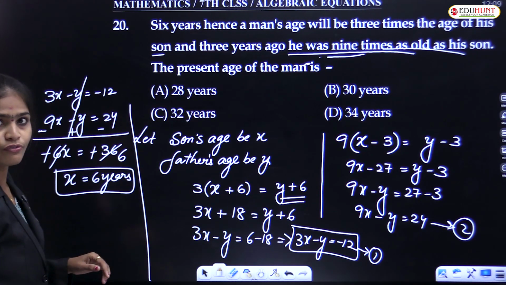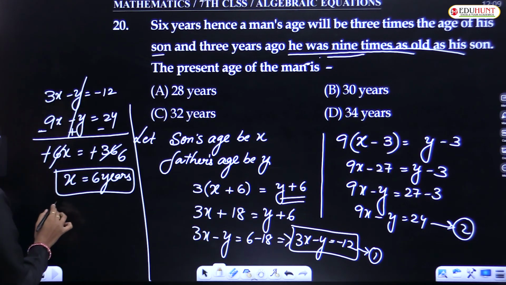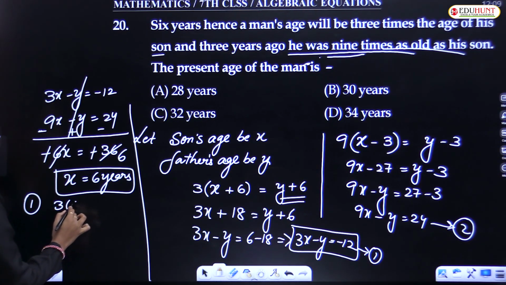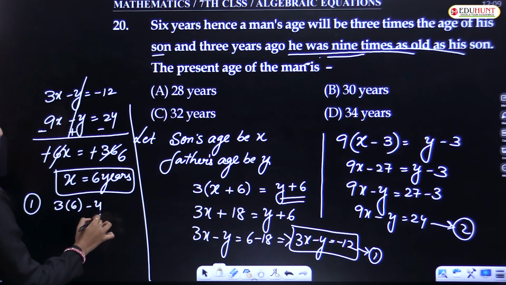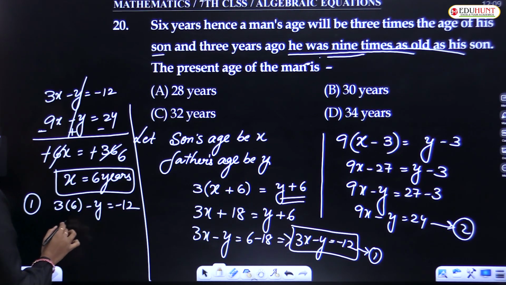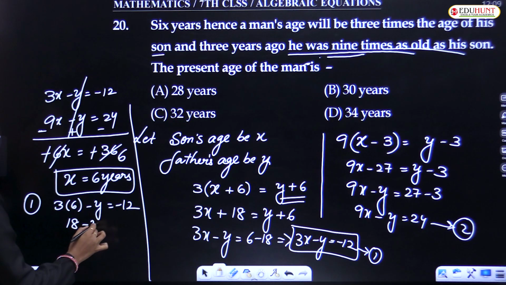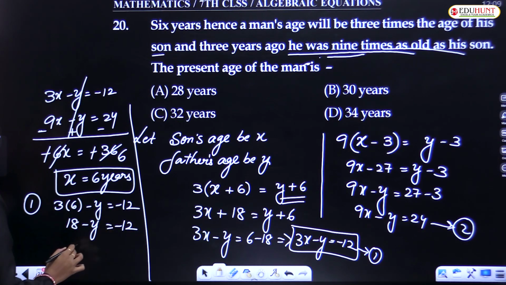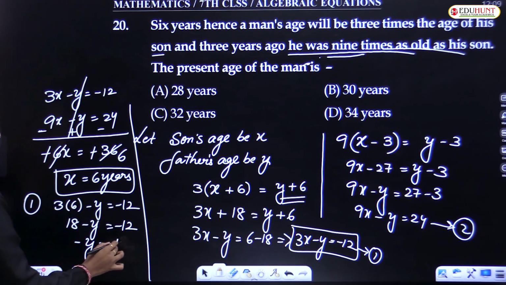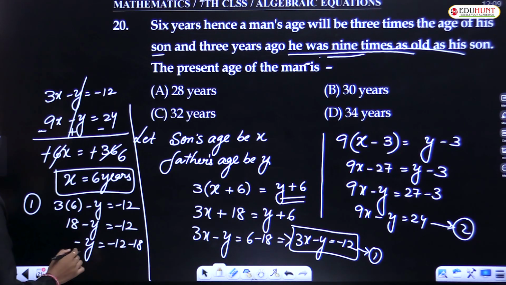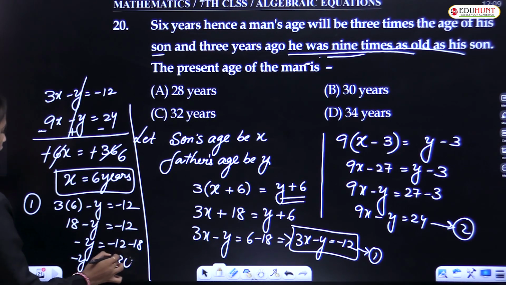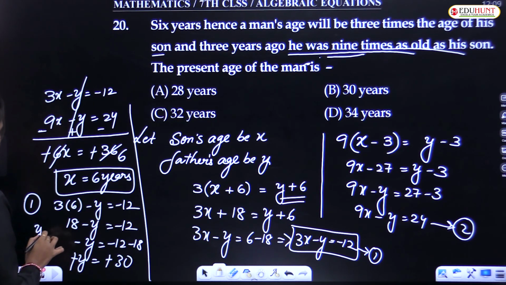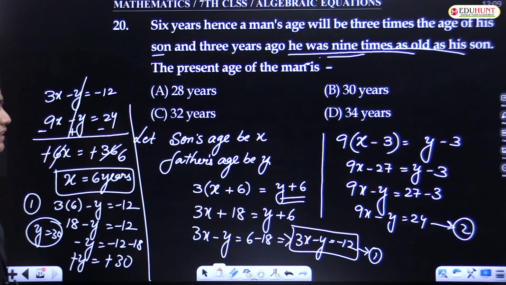Now what is the age of the father? So let us take any one of the equations. I am going to take the first equation. So that is 3 into x equals 6, minus y equals minus 12. So 3 sixes are 18, minus y equals minus 12. So minus y equals minus 12 minus 18. Okay. So here minus y equals minus 30. So minus and minus get cancelled. So y equals 30. So the age of the father is 30 years.